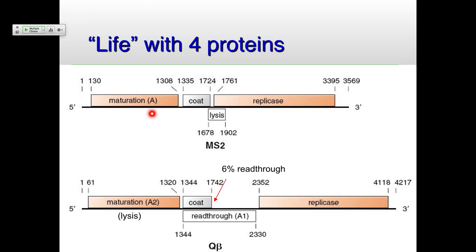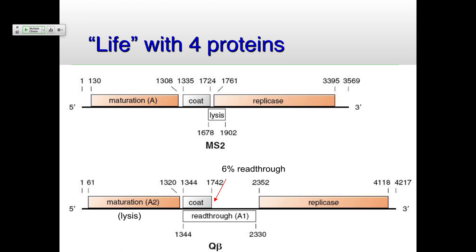So four proteins: receptor binding protein, coat to make a capsid, RNA-dependent RNA polymerase, and lysis protein. All you need, and actually it turns out, in the case of Q-beta, you don't even need a lysis protein. You've got this funky read-through protein, and this is something we'll talk a lot more about later on. This is how many viruses can very efficiently use their genomes. The most efficient uses of genomes we'll talk about on Monday.